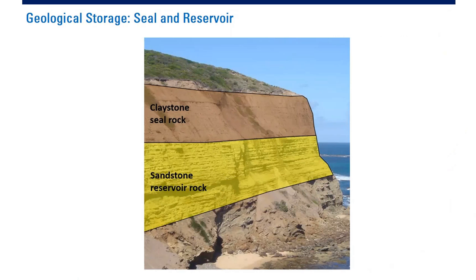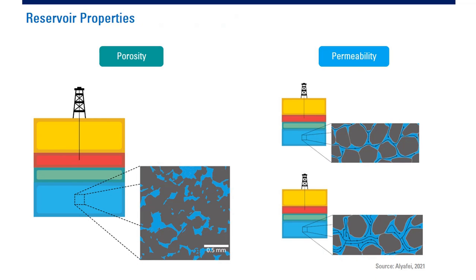Another picture so that we can understand our system clearly. We have, for example, this sandstone reservoir rock and claystone as the seal, because the permeability in the claystone is very small. So it will be a good seal or a good cap rock. Okay, again, you understand this already. There is porosity, there is permeability. Both of them are very, very important.